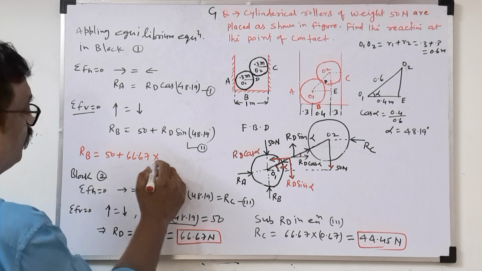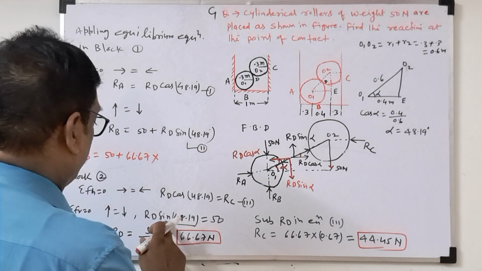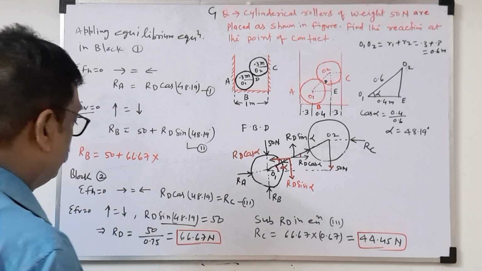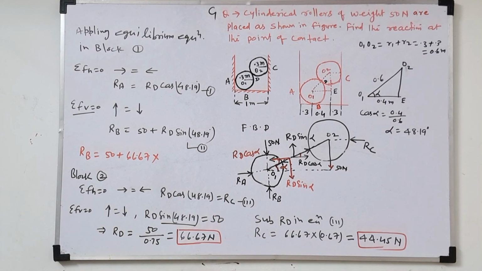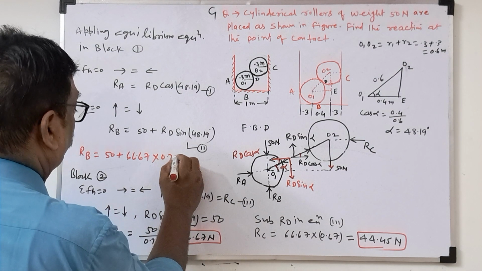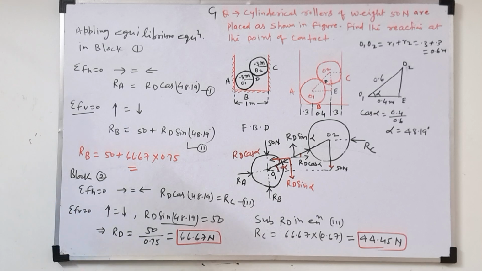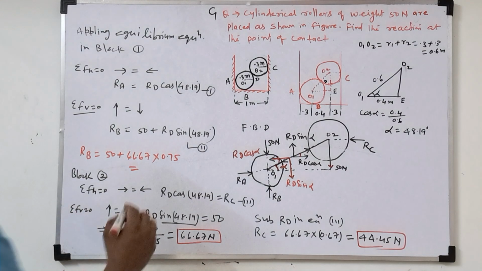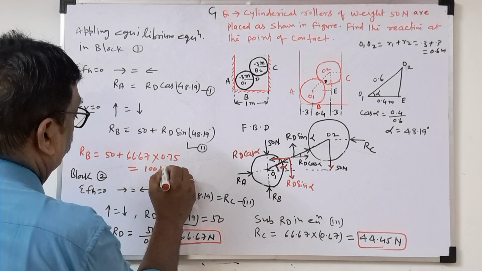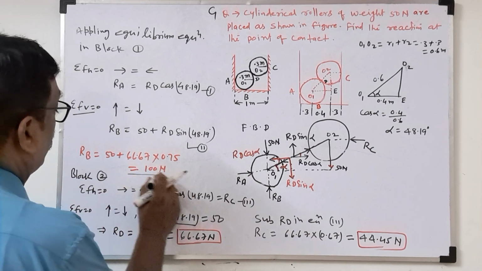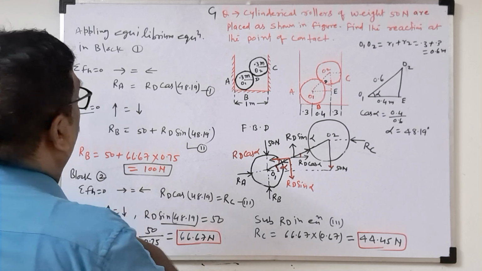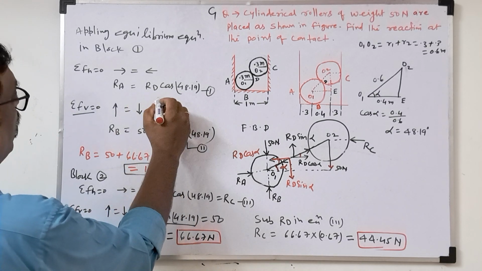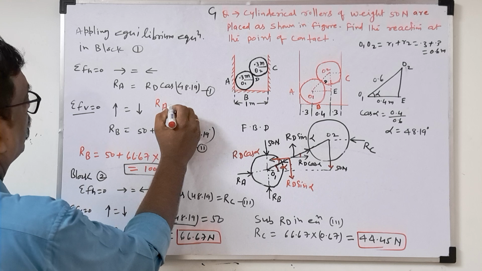66.67 into sin 48.19. The sin 48.19 value is 0.75. So 50 plus this value will come as Rb. It will come 100 point something, so we can write 100 Newton. So we got Rb as 100 Newton. Now Rd is substituted in equation 1, and we will get Ra.